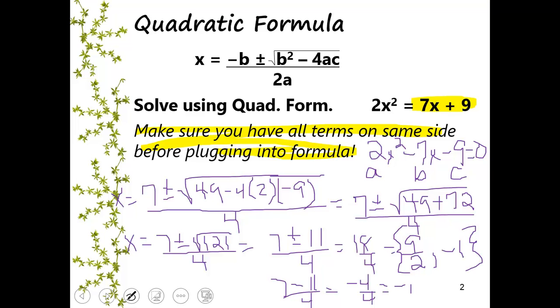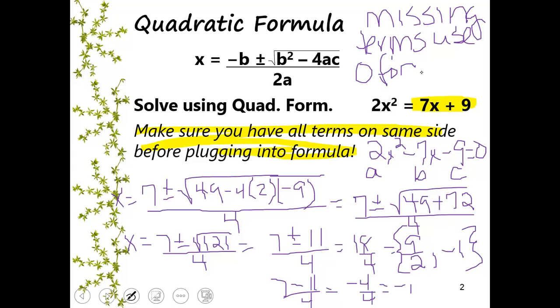All right, so the thing that you need to look for is to make sure all your terms are on the left. Also, if you're missing a term, then plug in a 0 for that coefficient. Okay? So if I didn't have an x term, then my b would be 0. If I didn't have a c term, then my c would be 0.